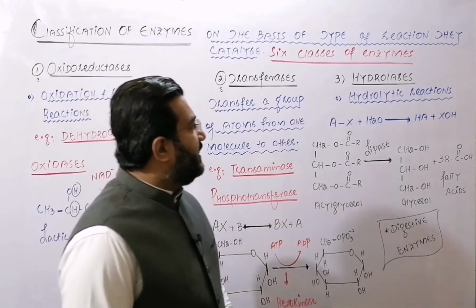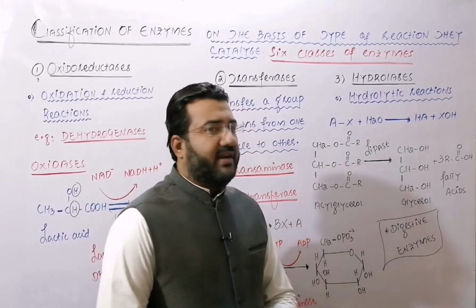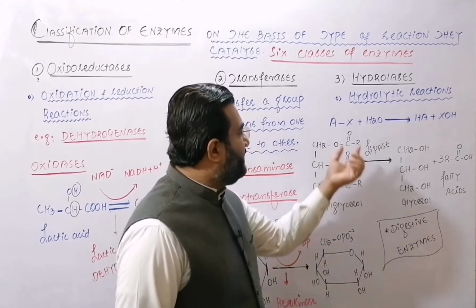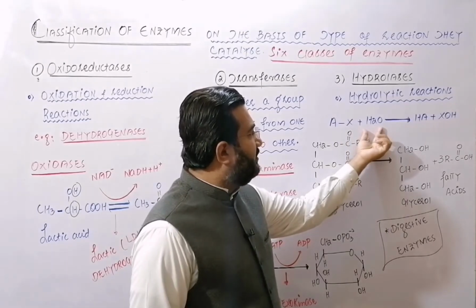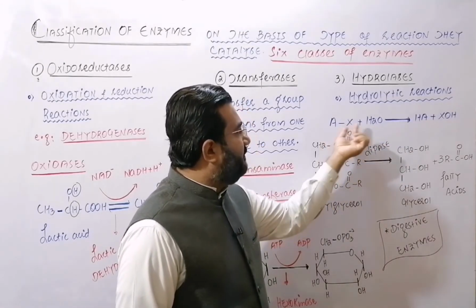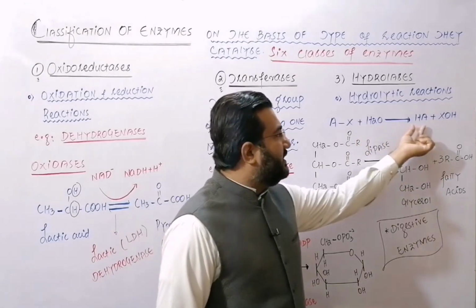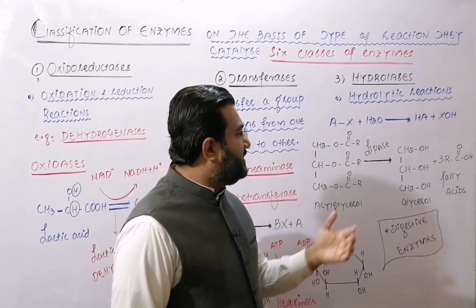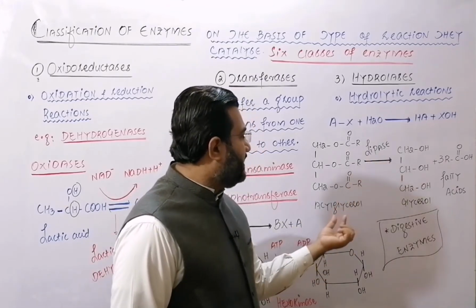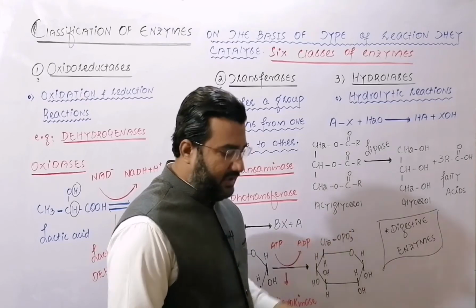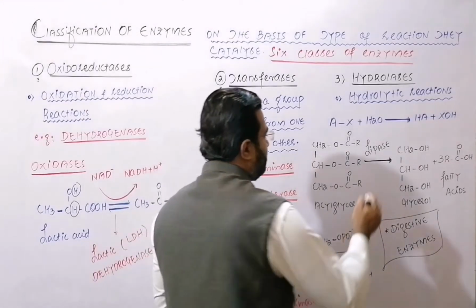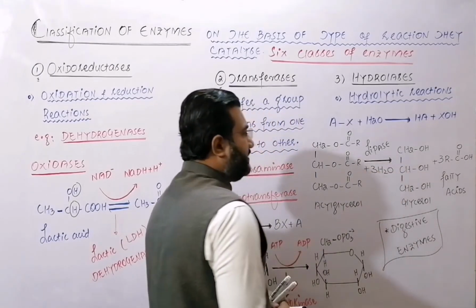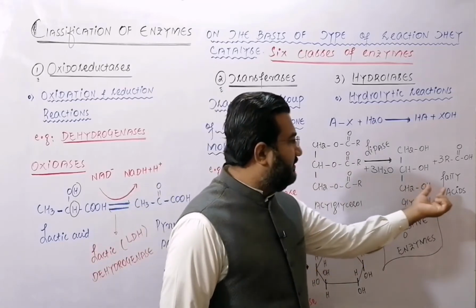The third category of the enzymes are hydrolases. As the name indicates, these are the enzymes which catalyze the hydrolytic reactions. And this one is the general representation of the working of the hydrolases. AX is the substrate that is being hydrolyzed, and that is changed to HA and XOH. A very famous example of the hydrolases is the lipase enzyme that causes the hydrolysis of the acyl glycerol. And my dear students, when this acyl glycerol is hydrolyzed, that is changed to glycerol and fatty acids.